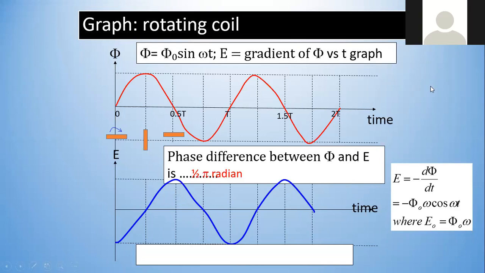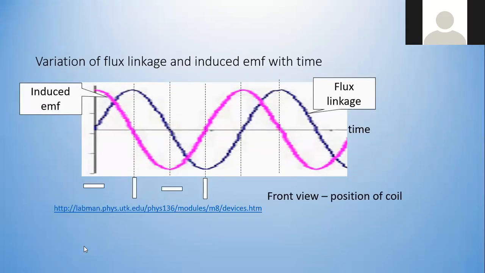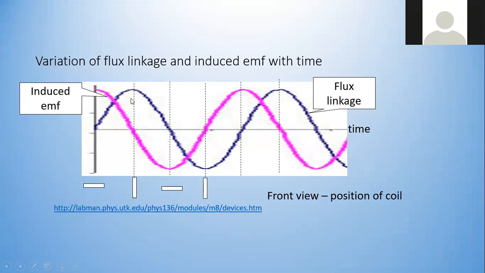Okay. So E naught depends on the rotation. Besides depending on the flux linkage, the maximum EMF also depends on how fast it rotates. Remember this amplitude and this amplitude need not be the same. They are on different scales. We know this is maximum only, and this is minimum. You can draw. I've given you this one in your book there. It's still 90 degrees. Doesn't matter.